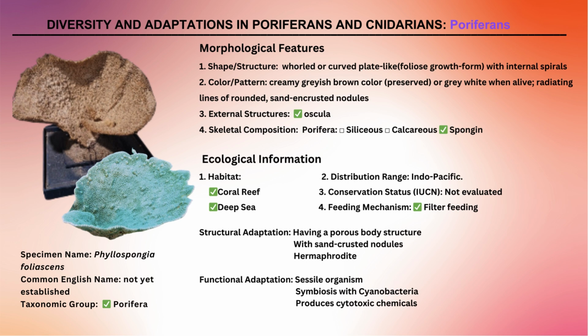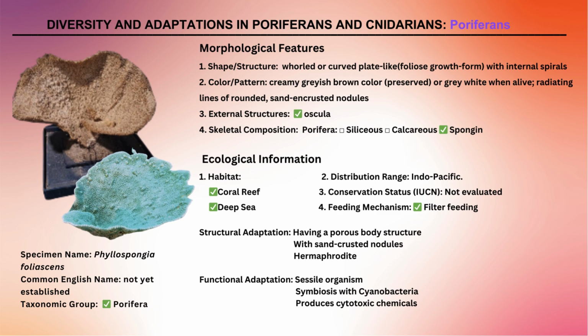For its habitat, Phylospongia foliescens is typically found in coral reef habitats, though it can also be found in other marine environments such as deep-sea regions. The coral reef is an ideal habitat because it provides a stable environment with abundant nutrients. For its distribution range, this species is widespread in the Indo-Pacific region, with its type locality in India. According to the International Union for Conservation of Nature, or IUCN, Phylospongia foliescens is not yet evaluated, meaning its conservation status has yet to be determined.